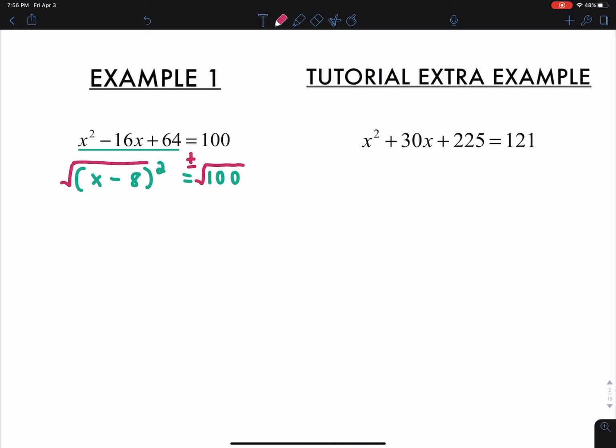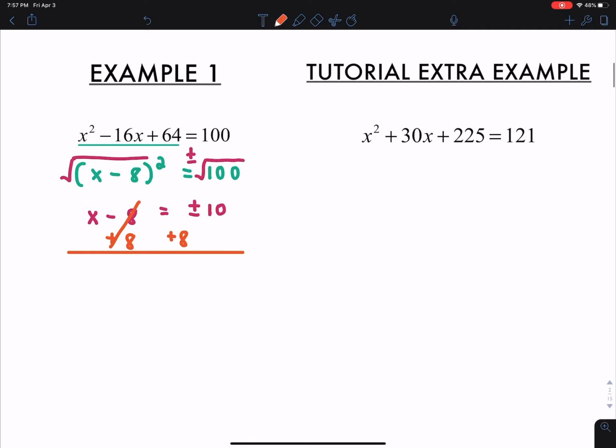Anytime you take the square root of a number, you need the plus or minus. So the left side is going to simplify to x minus 8, and the right side is going to simplify to plus or minus 10. After that, we just have to get x by itself by adding 8 to both sides, always in front of your plus minus. So x is going to equal 8 plus or minus 10.